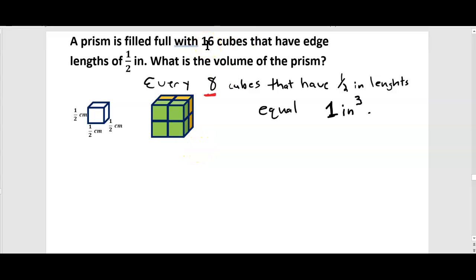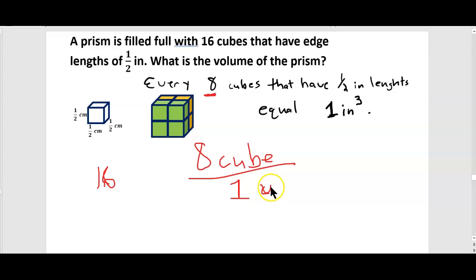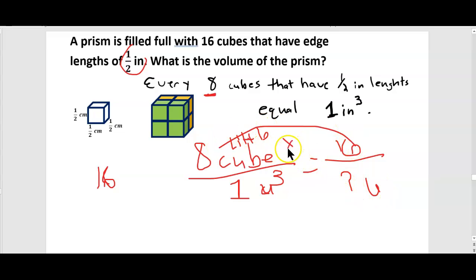How many do we have? We have 16. So 16, it's like a ratio. So for every 8 little cubes, we have 1 cubic unit, 1 unit cubed. So these are the little ones, because these are the half inch. In this case, they are 8. So 8 for every one, but we have 16. So how many do we have down here? Well, how do you go from 8 to 16? Multiply by 2. So 2 is the answer. That's a way of doing it.